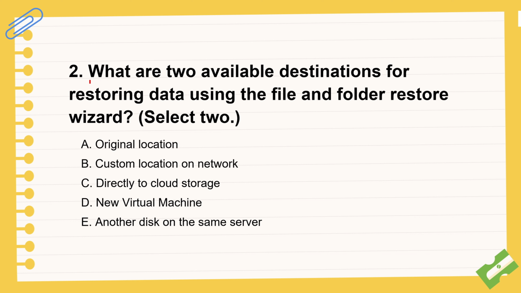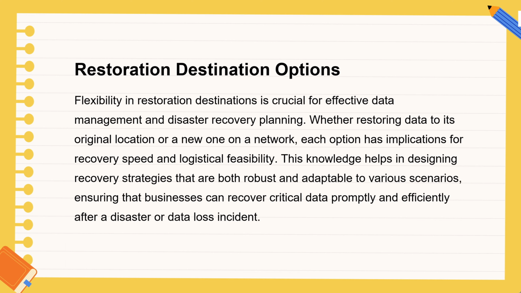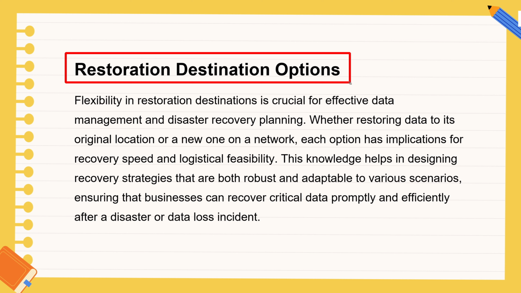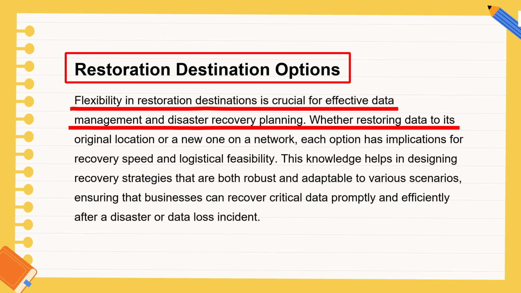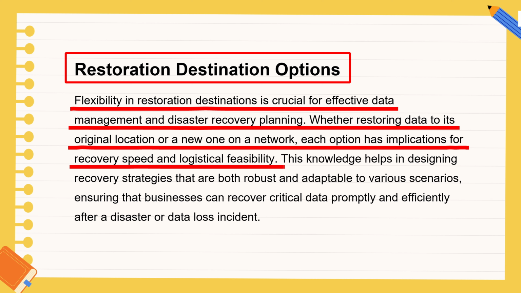Question 2. What are two available destinations for restoring data using the File and Folder Restore wizard? The knowledge points of this question are: restoration destination options. Having choices about where to restore your data, like the original spot or somewhere new on the network, makes your disaster recovery flexible. You can decide the best place to restore data based on what's fastest or most convenient.